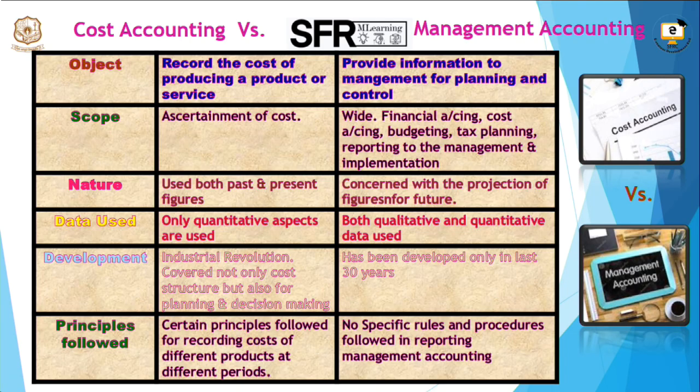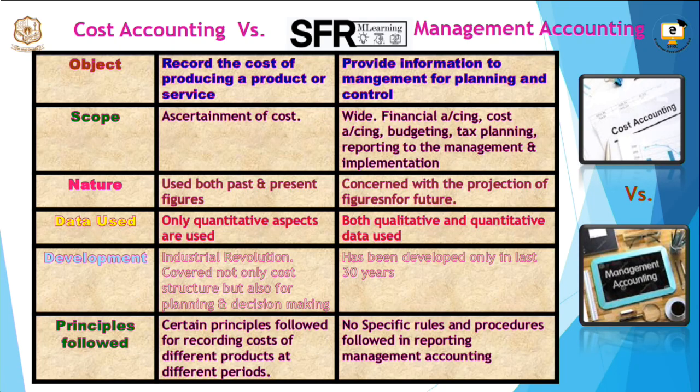The first basis of difference is object. In cost accounting, we record the cost of producing a product or service only, but in management accounting we have to provide all information to the management for planning and control through the preparation of budgets as well as standard costing. Then the next basic difference is scope. On the basis of scope we have to differentiate.